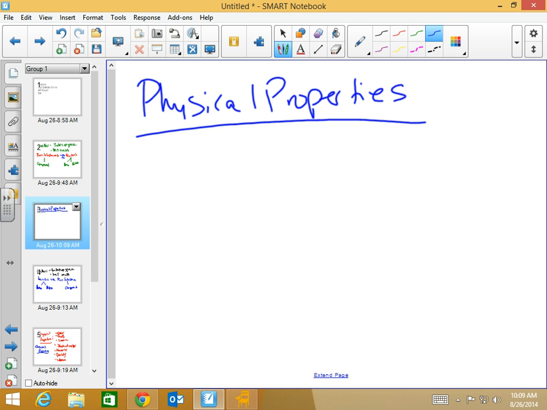Physical properties. I'm asking you, first of all, what are they? Not naming individual ones, but how would you define physical properties? Got two hands. Okay, look for hands here. Got a few hands. I like it. All right, Griffin, what do you think?